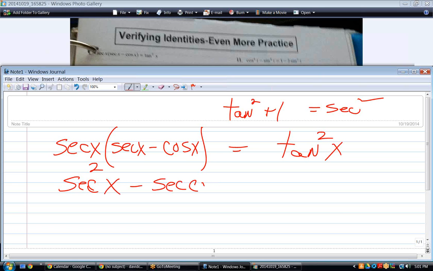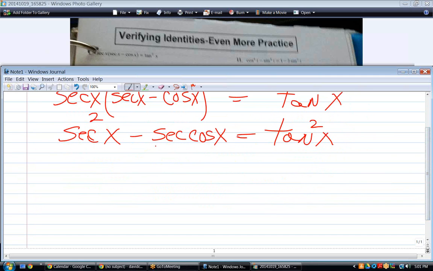Now clearly, secant times cosine must be 1. Right? In other words, if you see it, you kind of have to stay one step ahead here. But obviously, secant is 1 over cosine. So you get secant squared minus 1.